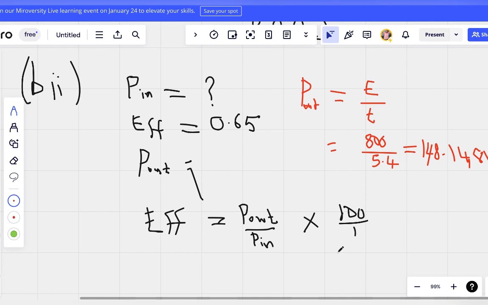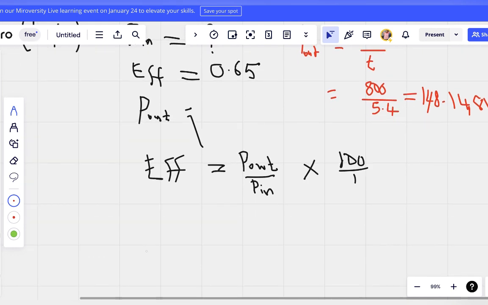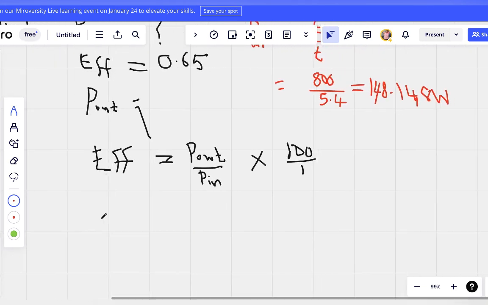Okay, and we already got the output power. So let's do this and find our answer. So we substitute into this equation. Efficiency is 0.65, is equal to output power. We got 148, let's approximate, 148 watts, over this one we're looking for, over P in, the input power.